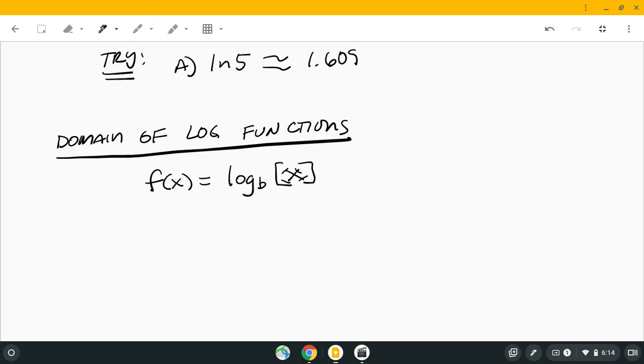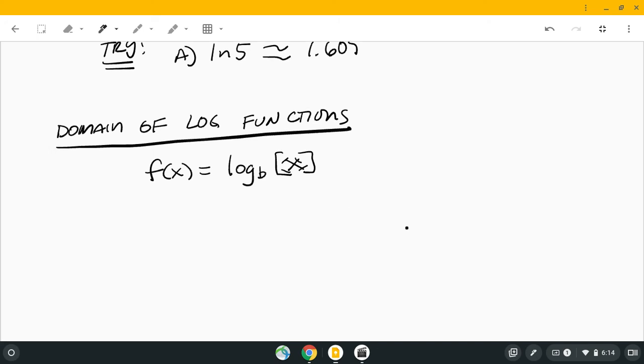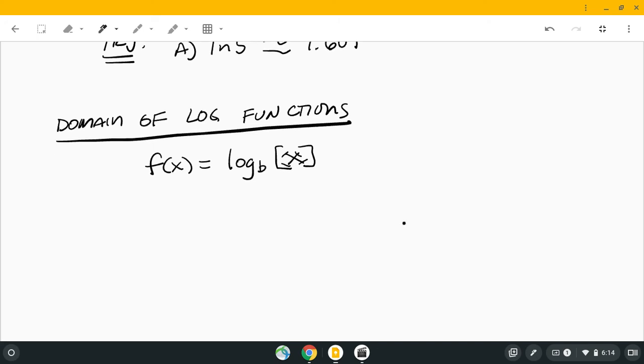So here we need to make sure that we are taking the log of numbers that are greater than 0. So whatever that is, whether it is just an x or it is 2x minus 5, whatever that is has to be greater than 0.